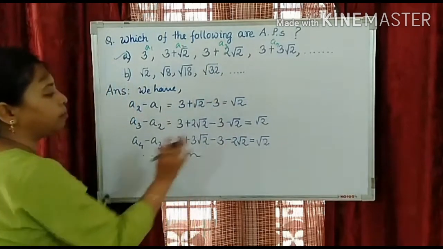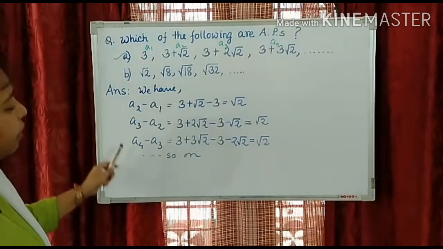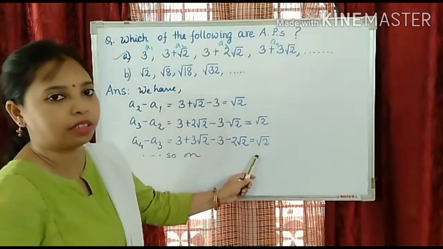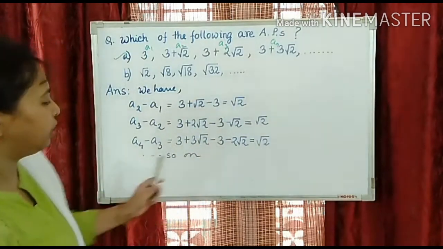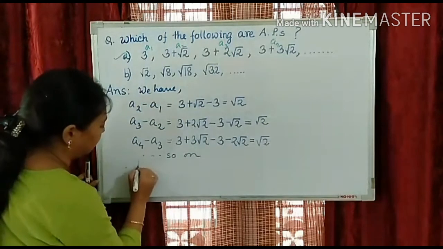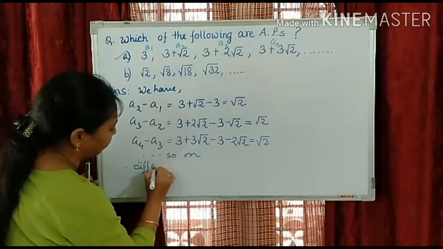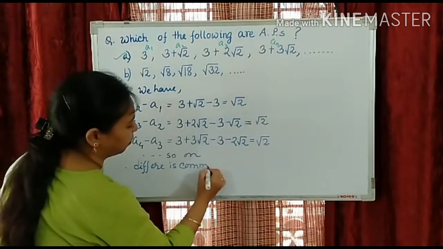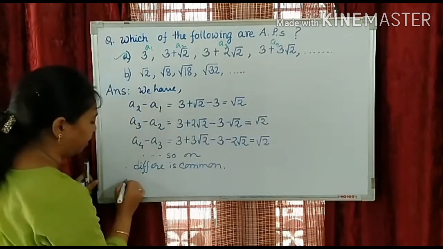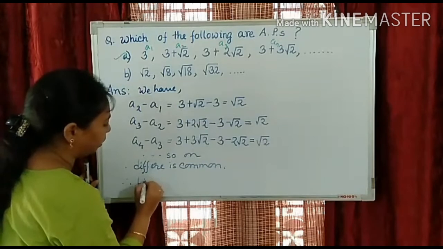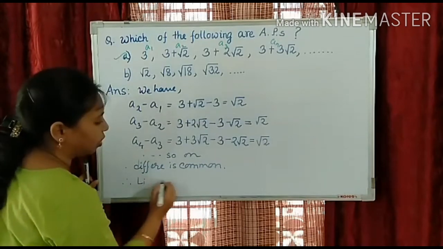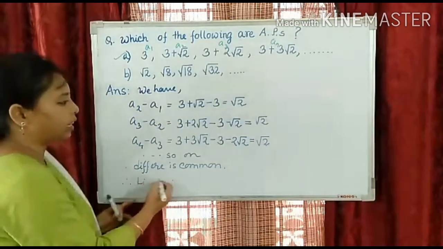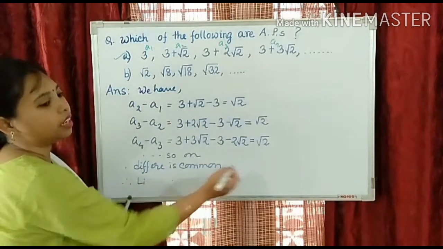So every time we are getting the common difference the same. The difference is common. Since the difference is common, therefore the list of numbers, or the sequence, forms an AP. Like this you can write down.